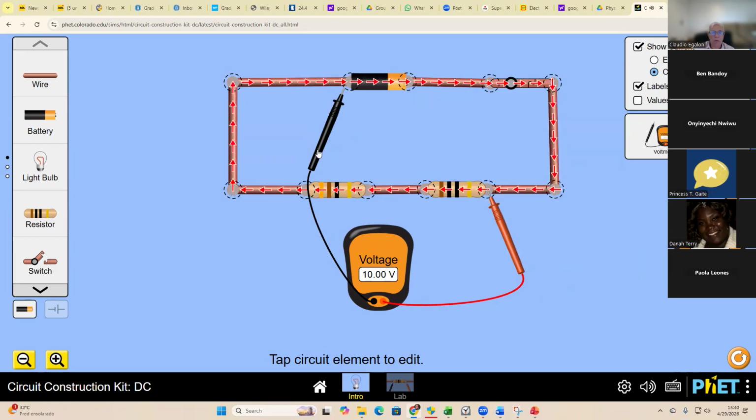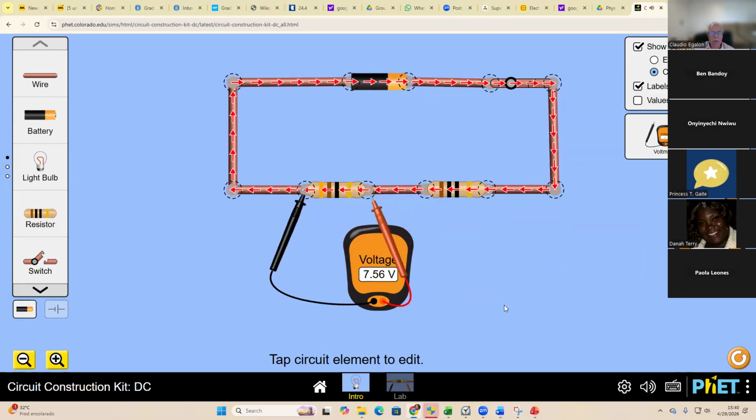I call this one resistor 1. And we're going to measure the voltage across resistor 2. I call this one resistor 2. That's what we're going to do, and we are going to take the measurements.